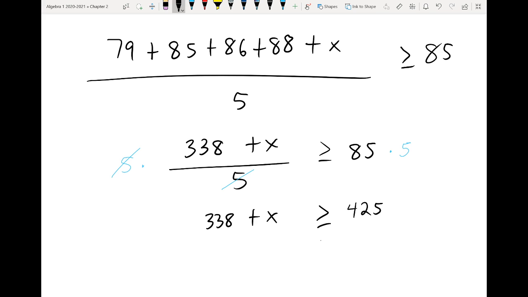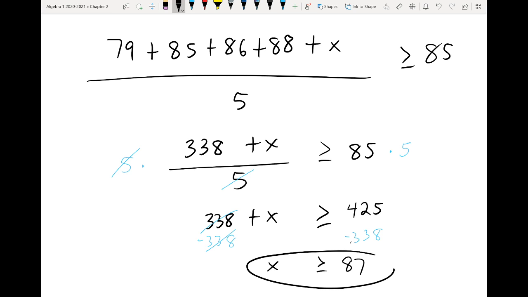Our next step, we're going to get the x by itself by subtracting 338. It's going to cancel out on the left. Now our x is by itself. So our x, the unknown being our last test score, our 5th test score, is whatever the difference of 425 and 338 is. That is an 87. So you need at least an 87 to get the 85.